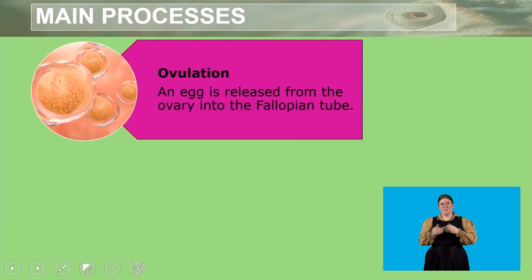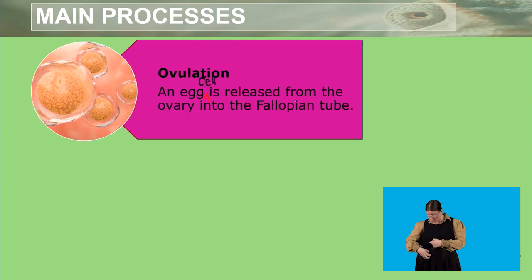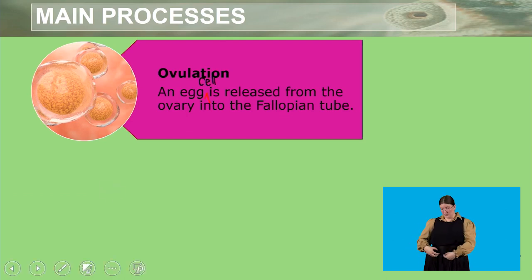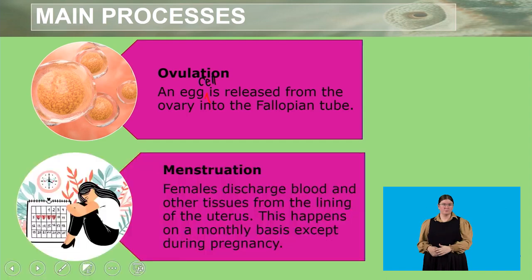Then we have the third process. This relates to the female reproductive system. An egg cell is released from the ovary into the fallopian tube. We've seen what a fallopian tube looks like, and we know what an ovary is. Once that egg cell has been released into the fallopian tube, either 2 things can happen. So we look at 1.